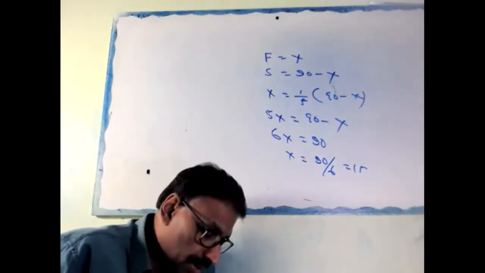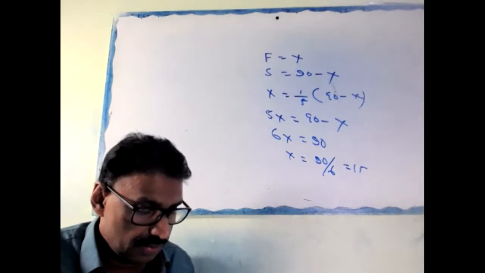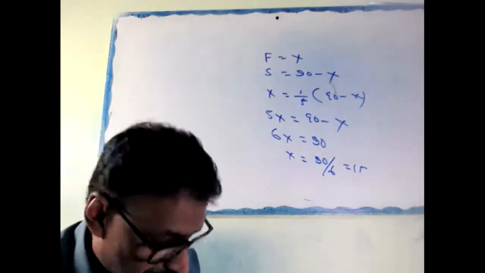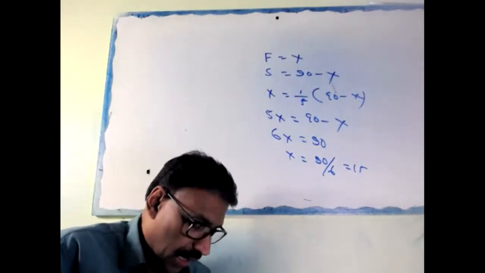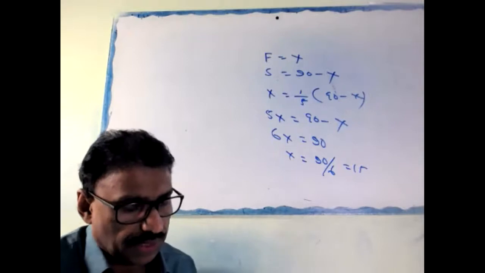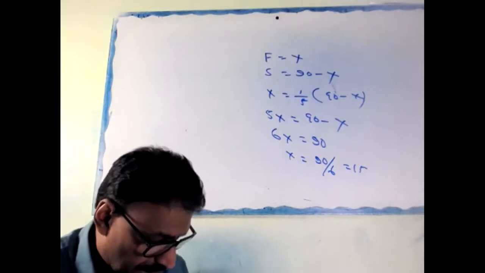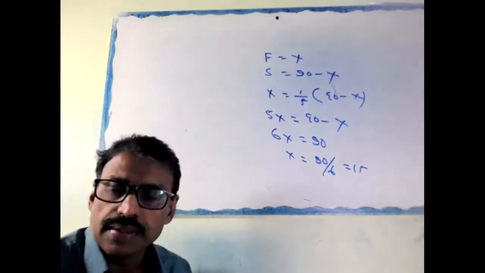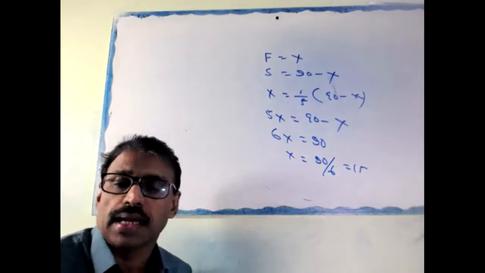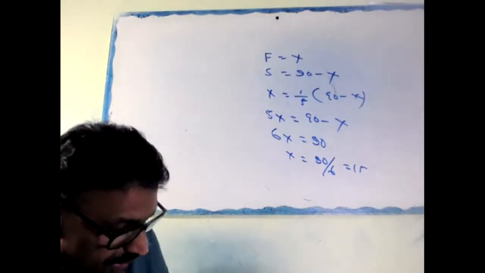Okay, so finish. So next question. If 3x minus 15 and x plus 5 are complementary angles, find the measure of each angle.